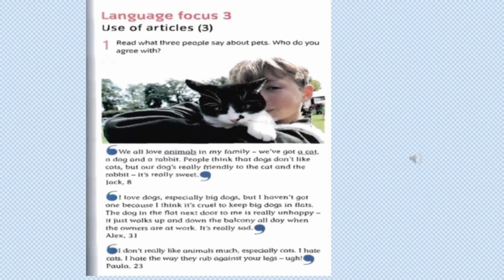What can you see in the picture? Does the boy look like he loves his pet? Now look at the texts. You'll read what 3 people say about animals and pets: Jack, Alex, and Paula. As you read, think about this question: who do you agree with? Don't worry about every word. Just focus on the main ideas. Ready? Let's read.